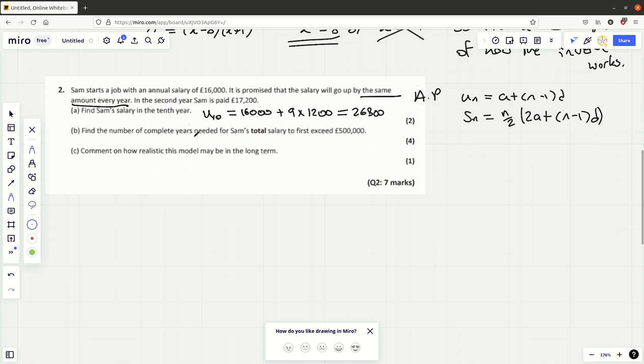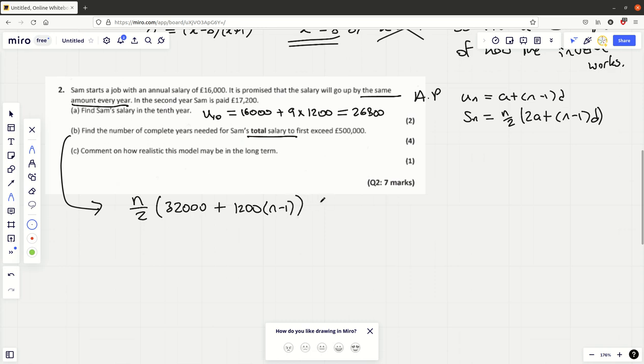Find the number of complete years needed for Sam's total salary. You see, I don't like the way that question's put, because the salary always refers to how much you earn in a year, but I think they want the sum of all the salaries that Sam has earned here. In other words, we need the sum formula, and we want that to exceed 500,000. But I don't think the question's put brilliantly, I really don't. Okay, so we need n over 2, 2 times 16,000, well, that's 32,000, plus n minus 1 times 1,200.